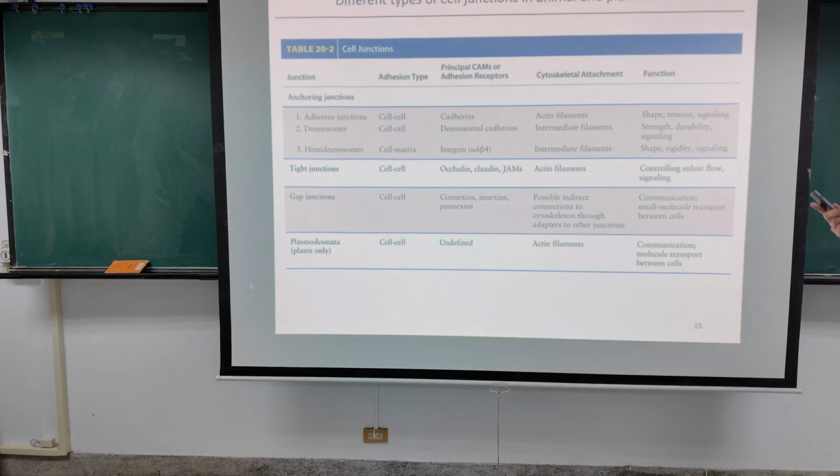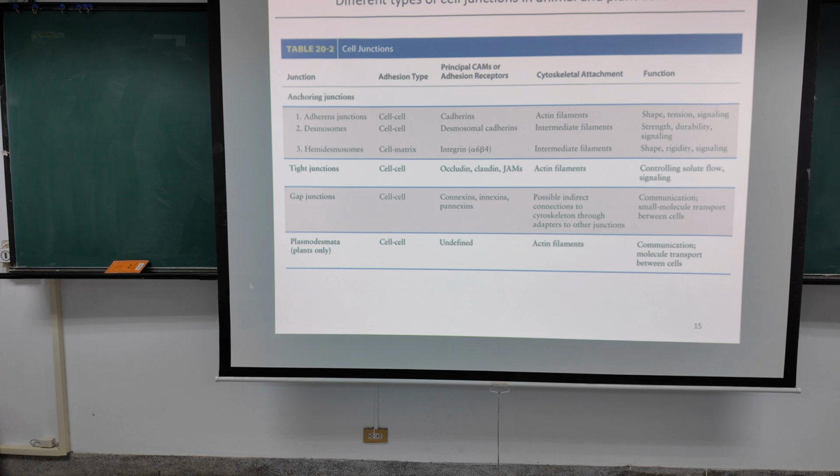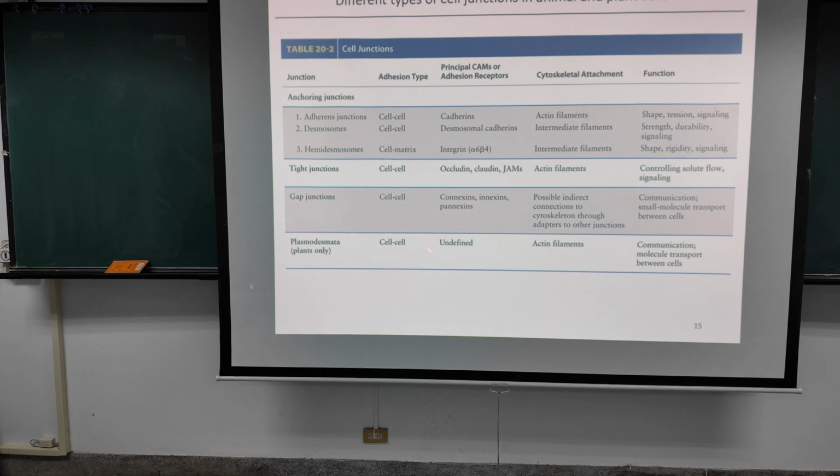Okay, and then the principal major proteins in those junctions. Adherent junction will be cadherin. Desmosome will be desmosomal cadherin. Hemidesmosome is integrin. Tight junction will include claudin and occludin. And the principal proteins working in the gap junction will be connexin and pannexin. And there are defined molecules in the plasmodesmata. Yeah, believe me, those are important. Okay.